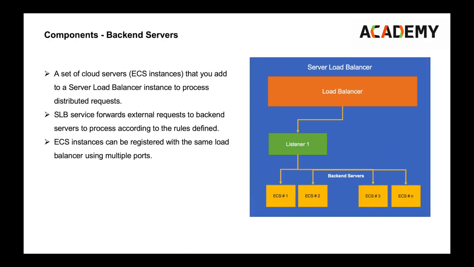Backend servers. The backend servers that sit behind your listener are just ECS instances. These are the servers that you've added to your server load balancer server pool or vServer group in order to handle incoming requests. The SLB service will forward external requests to these servers according to the rules defined in your listener. And ECS instances can be registered with the same load balancer using multiple ports. What that means is multiple listeners can send requests to the same backend ECS instance on different ports.